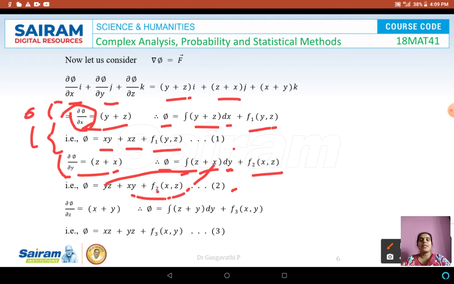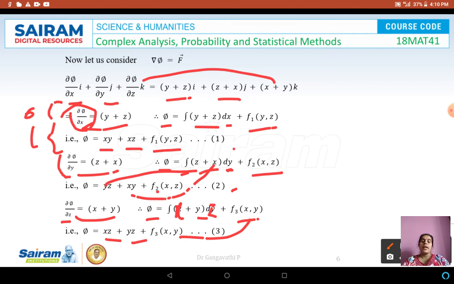At last, compare the k component. The k component is del phi by del z, which is equal to x plus y. Again we want phi, so del by del z needs to be eliminated. So integrate with respect to z. When we integrate with respect to z, a function of x and y is the constant of integration. So phi is equal to the integration of (x plus y) with respect to z. Integration of x with respect to z is xz. Integration of y is yz, and the constant of integration is f3 of x comma y. Call that equation 3.